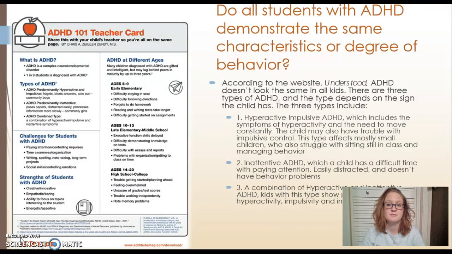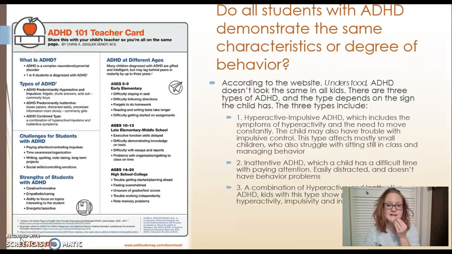ADHD is not the same in all kids. There are 3 types of ADHD. The first type of ADHD is hyperactive-impulsive ADHD. This includes the symptoms of hyperactivity and the need to move constantly. The child may also have trouble with impulse control. The child may also struggle with sitting still in class and managing their behavior.